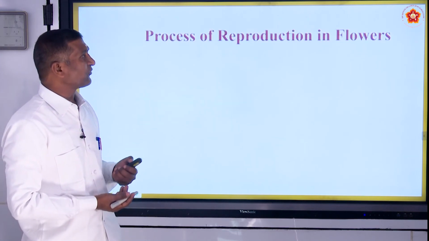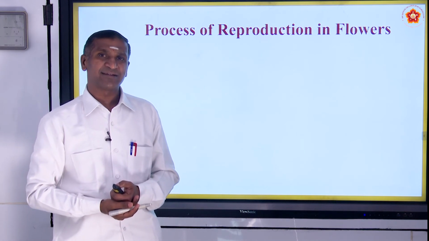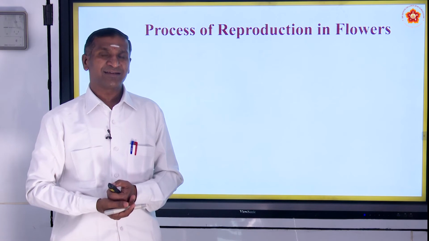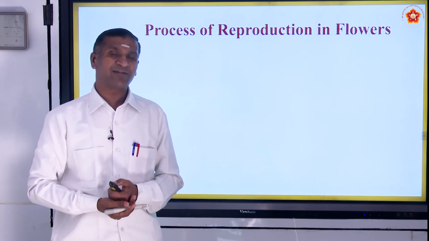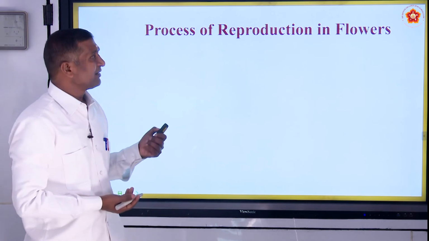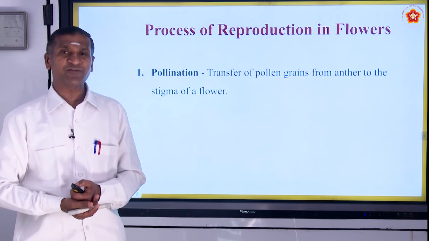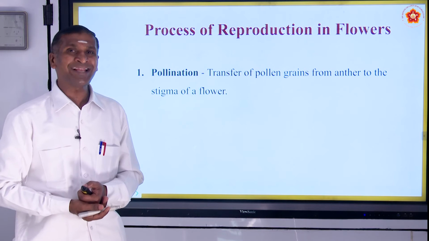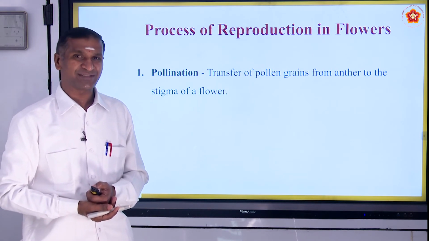If you think of the process of reproduction in flowers, as we know, the flower is the reproductive part in angiosperms, or flowering plants, or higher plants. How does the reproduction take place? The whole process of reproduction in flowers has two steps. One is pollination and the other is fertilization.